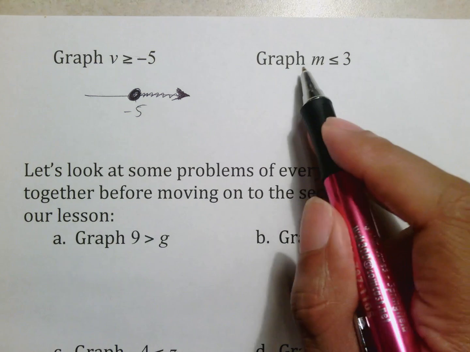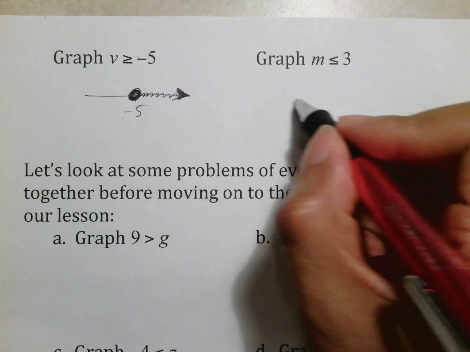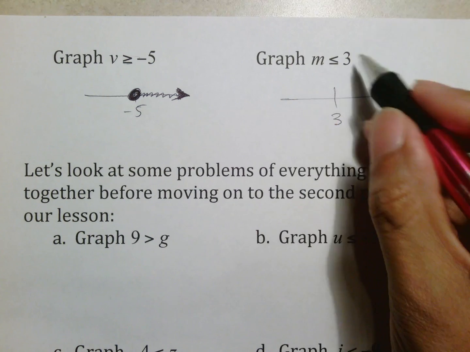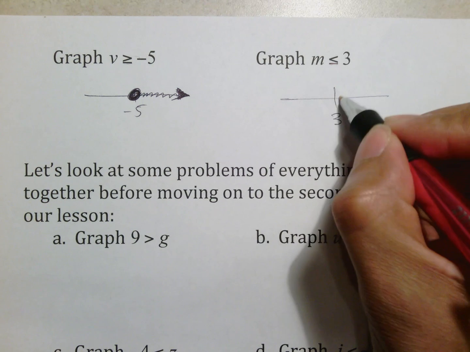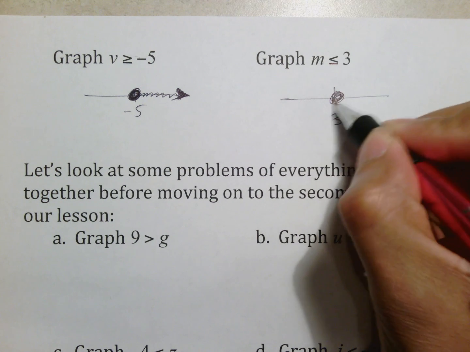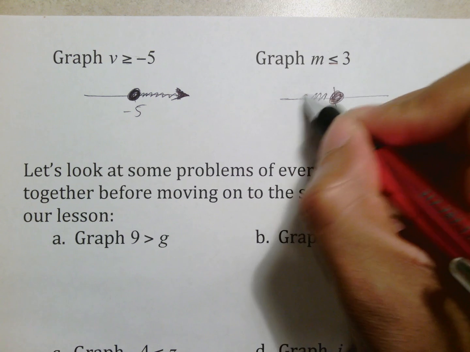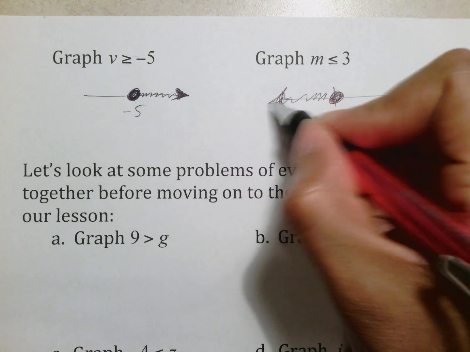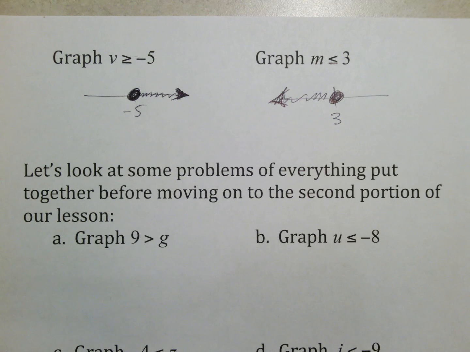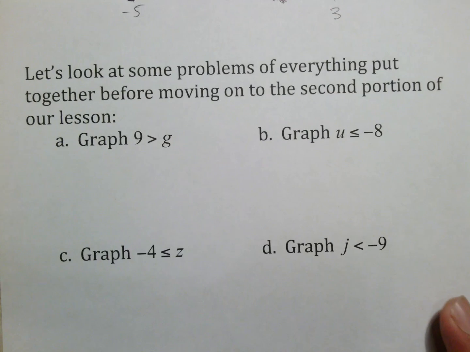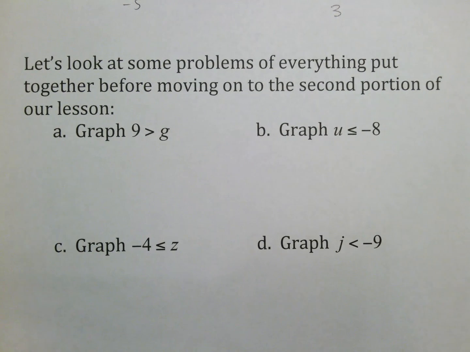Same thing if we were asked to graph m is less than or equal to 3. Draw your line, put down your 3, which is the important number. Because of this line here saying it's equal to 3, we close the circle and we go off to the left. We draw our arrow, and again notice that the symbol on the arrow looks the same as the symbol in the problem, so we know we did it right. So let's look at some problems of everything put together before moving on to the second portion of our lesson.